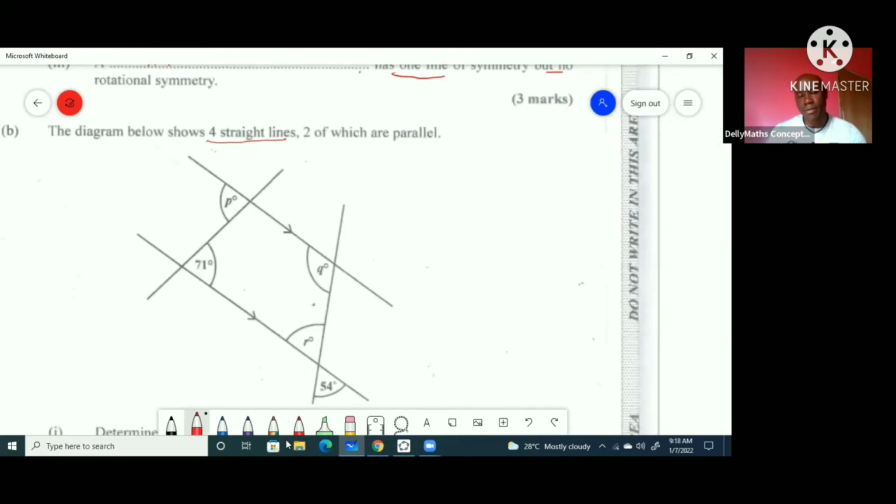So this is vertically opposite here. This is 54 degrees right there. From this, if this is 54, and these are parallel lines cut by a transversal, then angle Q plus angle R would give us 180, based on co-interior angles. So these angles are co-interior. So basically, angle Q is simply 180 minus the 54.